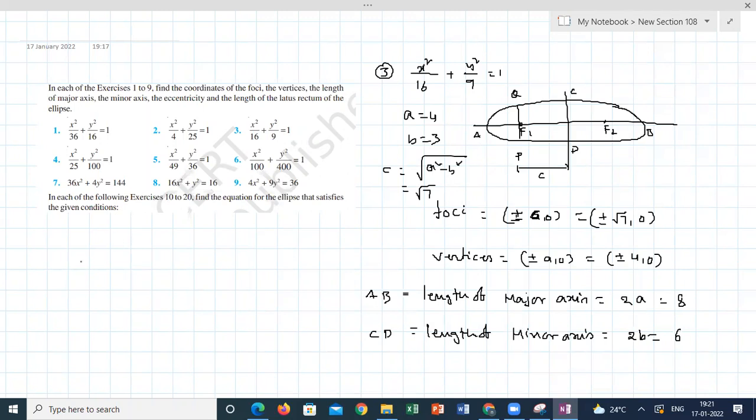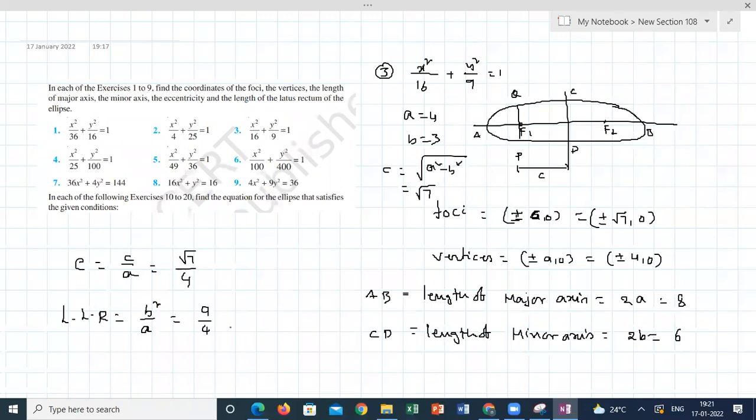And eccentricity. What is the eccentricity formula here? Sir, root 7 by 4. C by A, root 7 by 4. Length of the latus rectum, b square by a, so 9 by 4.